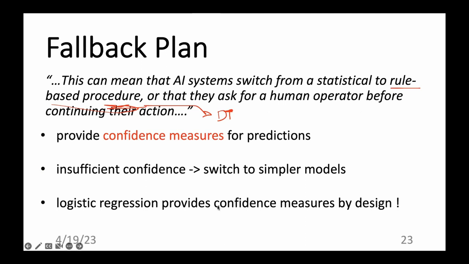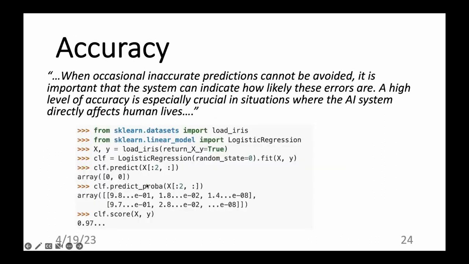And one way to get the measures of confidence for this accuracy is, for example, in logistic regression. Remember, in logistic regression, we use a linear hypothesis map to predict the label by just checking if it's larger than zero or smaller than zero. But we can also use the absolute value or the magnitude of this hypothesis map to get a measure for the confidence in this prediction. And if this confidence measure is small, then we might say we do not trust this prediction at all and we must use some fallback plan.